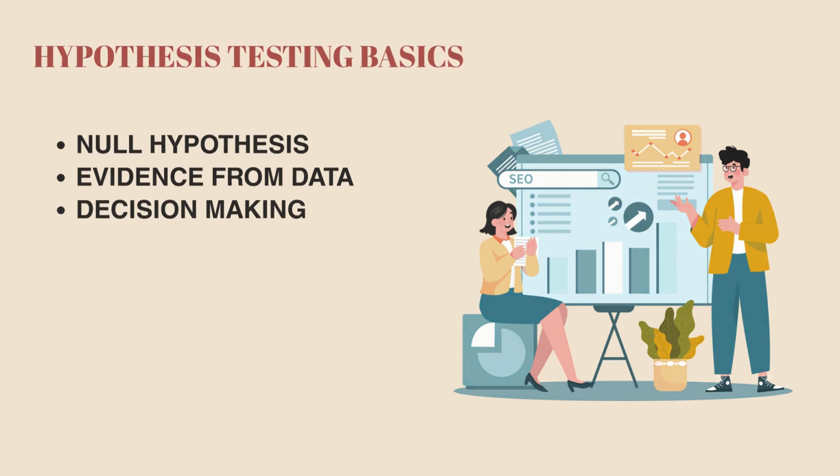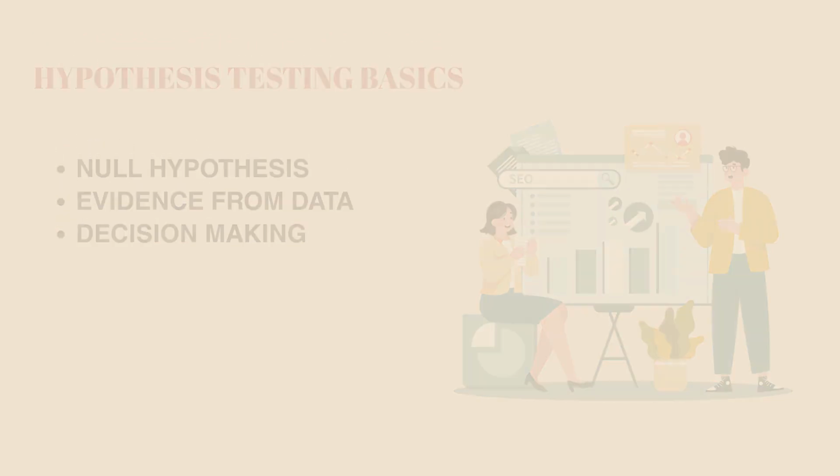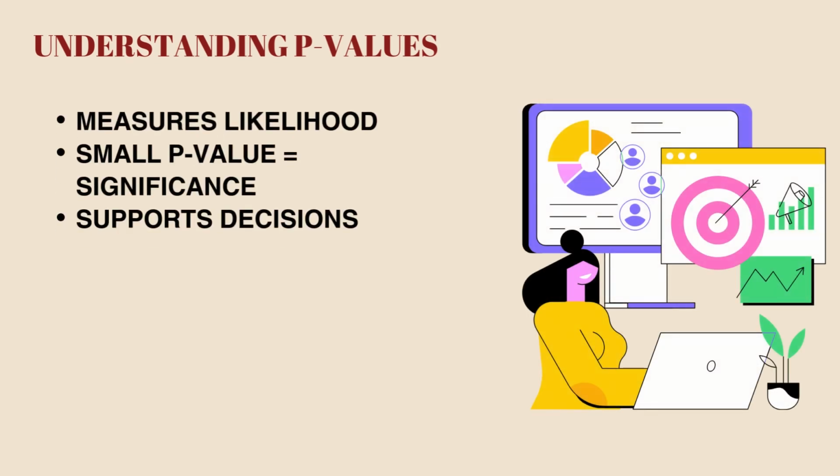Understanding p-values. A p-value measures how likely the observed data would occur if the null hypothesis were true. A small p-value suggests the result is unlikely due to chance alone, indicating statistical significance.